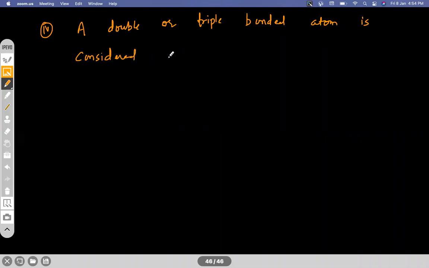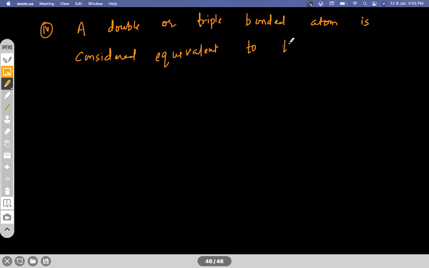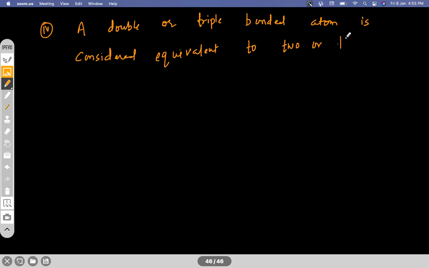A double or triple bonded atom is considered equivalent to two or three such atoms. With an example, you'll understand what is the meaning here.